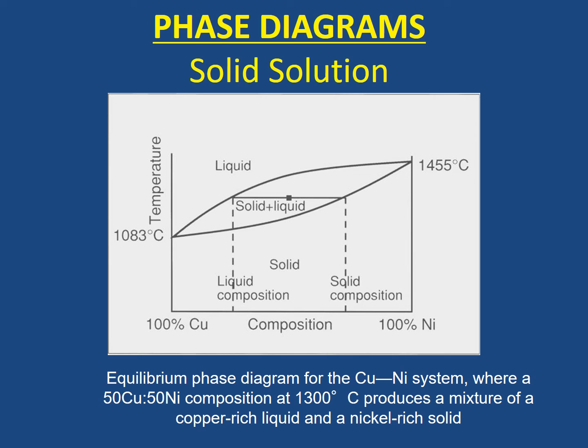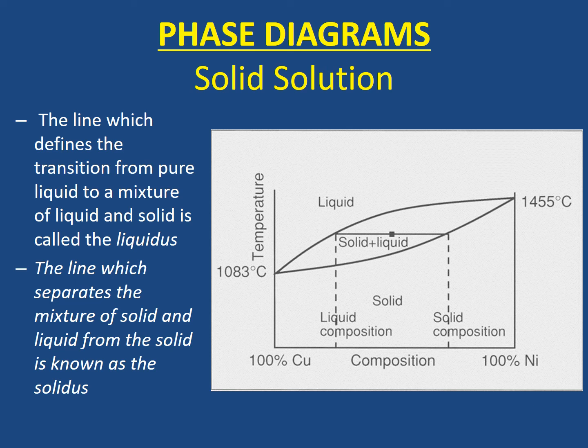The melting temperature falls between that of pure copper and that of pure nickel. The line which defines the transition from pure liquid to a mixture of liquid and solid is called the liquidus, and the line which separates the mixture of solid and liquid from the solid is known as the solidus.